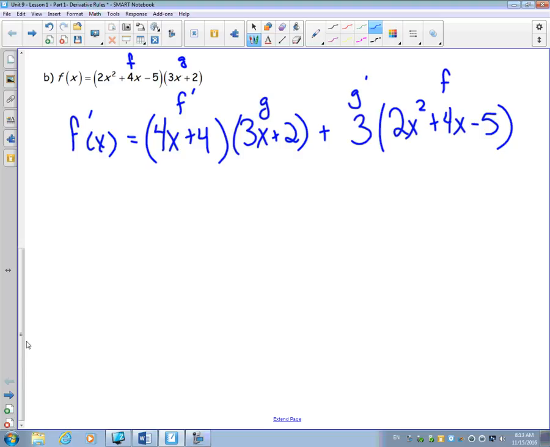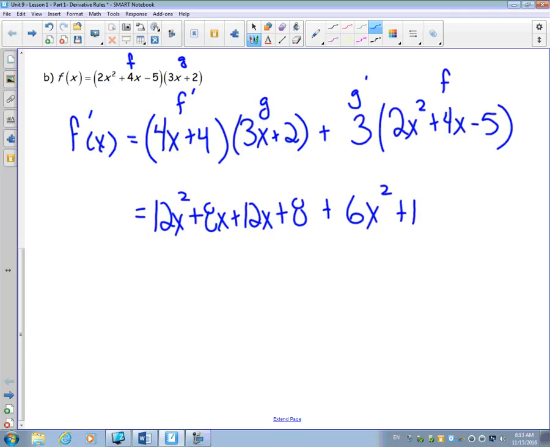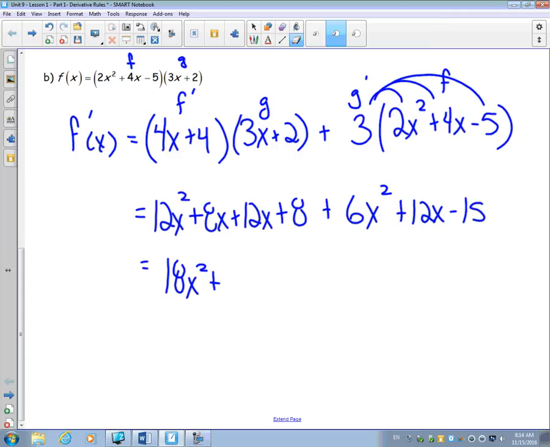Okay, we got to expand, which means in the first part we got to do FOIL, right? So 12x squared plus 8x plus 12x plus 8. And then the second piece we got to multiply everything by the 3. So 6x squared, 12x, and minus 15. So we're just doing our distributive property, okay? Collect it all up, and you should end up with 18x squared, 32x, and 8 minus 15 is minus 7.